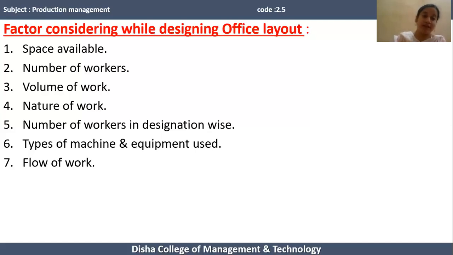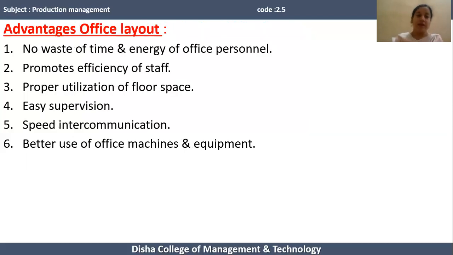Next comes flow of work. He has to consider the flow of work, means in what manner the work flows from one section to another section according to the requirement of the organization or the office. He has to arrange different sections so that the work can flow in a sequential and smooth manner. Next, I will discuss the advantages of office layout.